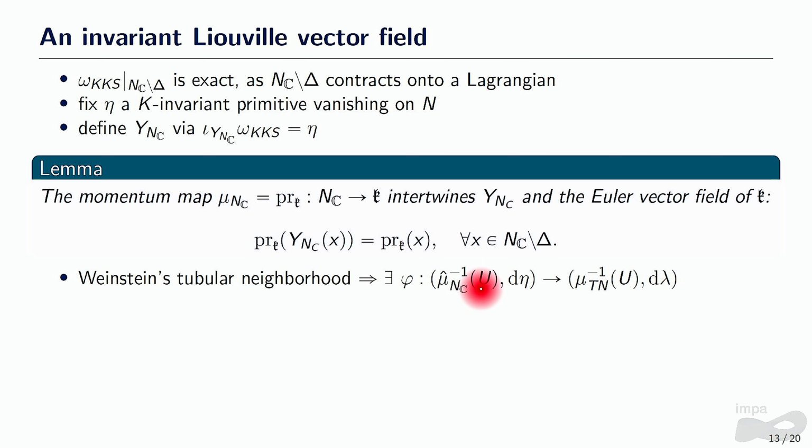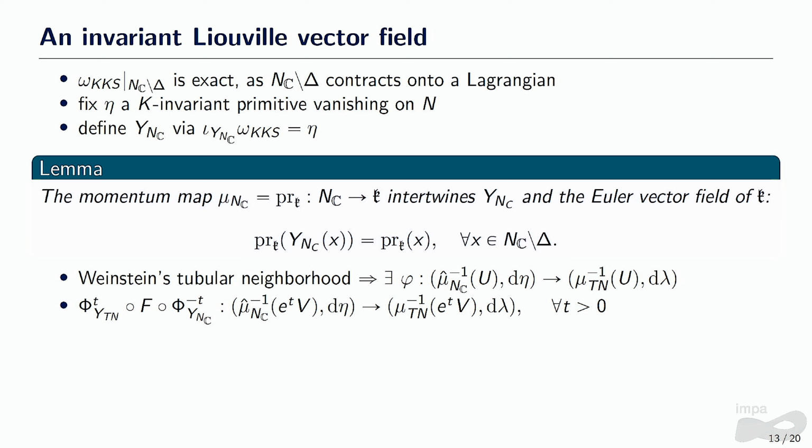So in particular, the pre-image of a small open set containing 0 in here, to make it so small that we can intertwine it with some open neighborhood of the zero section. The mu Tn here, I didn't put it anywhere yet, but this is the momentum map for the action, the K action induced on the tangent bundle by the K action on the base.